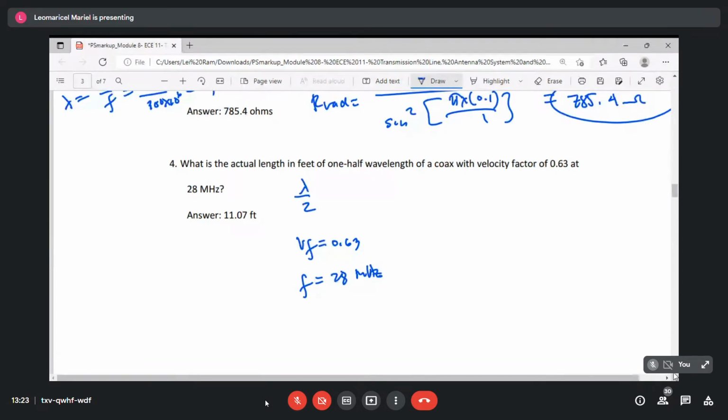Okay, kailangan nyo muna kunin yung velocity of propagation, di ba? Kasi binigay yung velocity factor, the velocity of propagation will be equals to velocity factor multiplied by the speed of light. Since given yung velocity factor mo na 0.63, we're going to multiply it by the speed of light, that is 3 times 10 to the 8 meter per second. So what would be the velocity of propagation? That is 0.63 of 3 times 10 to the 8 meter per second.